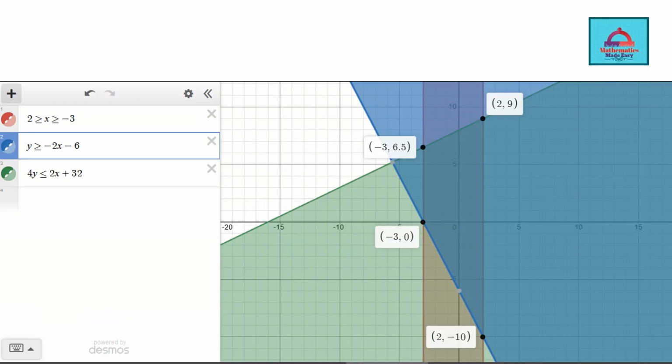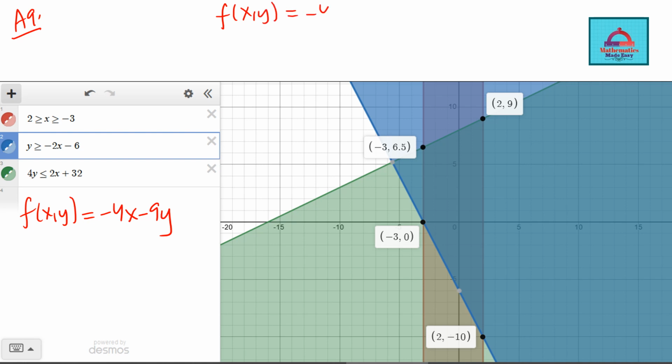So let's complete our answer for question number 9. So here if you see the objective function f of xy as given in the question is minus 4x minus 9y. So as we did in the last question, we are going to make the table of values, and at each point of the feasible region that you see here, we will calculate the value of the function and see what it comes. So f of xy equal to minus 4x minus 9y. We will now make the table of values and calculate one by one.